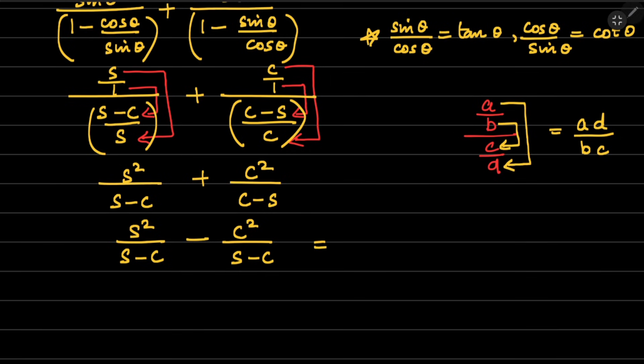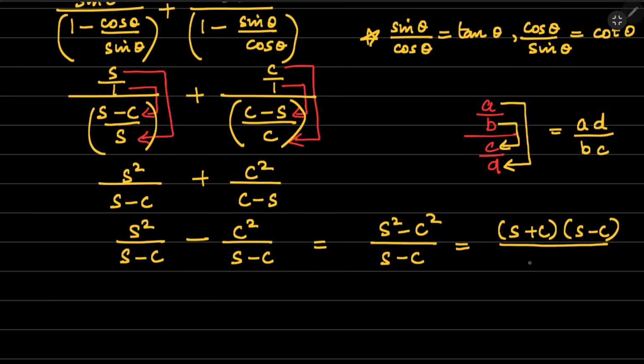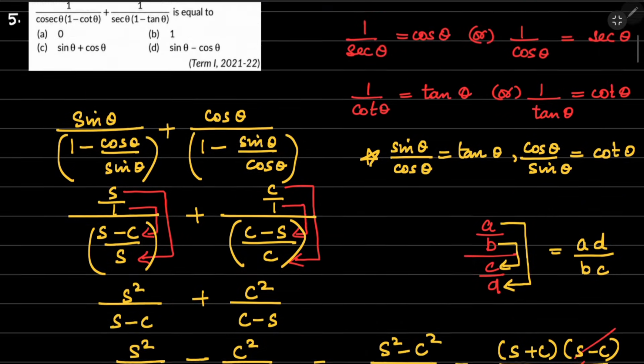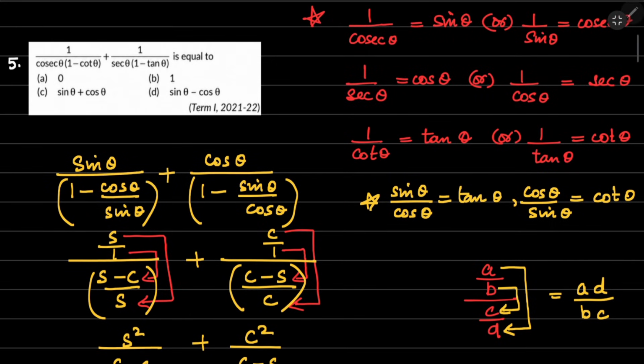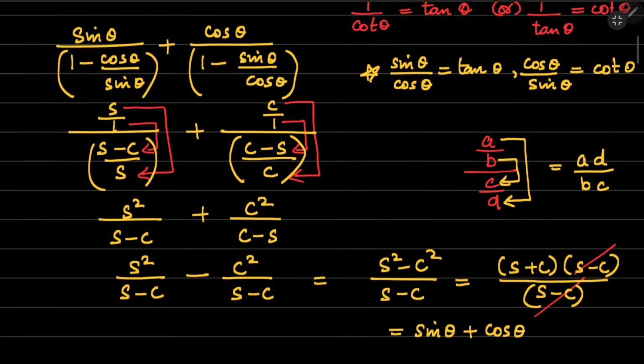Again, take the LCM. So what will you have? Sine square minus cos square divided by sine minus cos. A square minus B square. So this is nothing but sine plus cos into sine minus cos divided by sine theta minus cos theta. Correct? So again, sine theta minus cos theta will get cancelled. What is the answer that you're getting? Sine theta plus cos theta is the answer. So what is the answer? Option number C, sine theta plus cos theta is the answer.